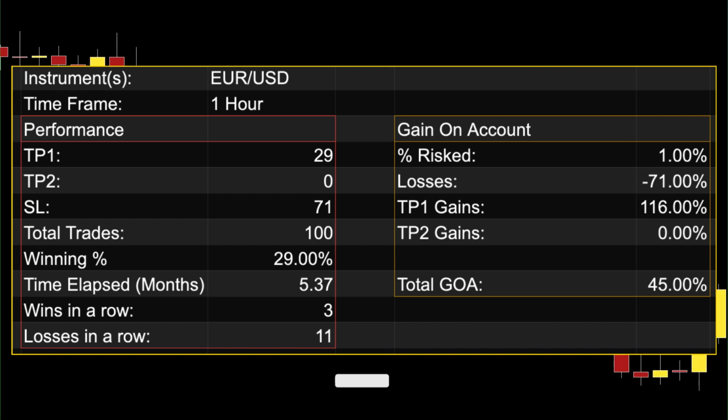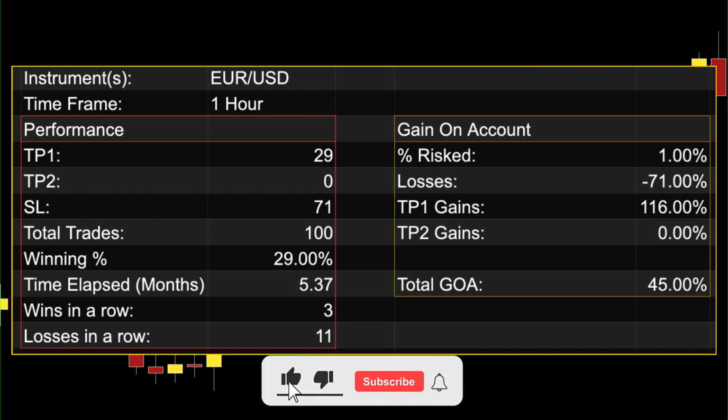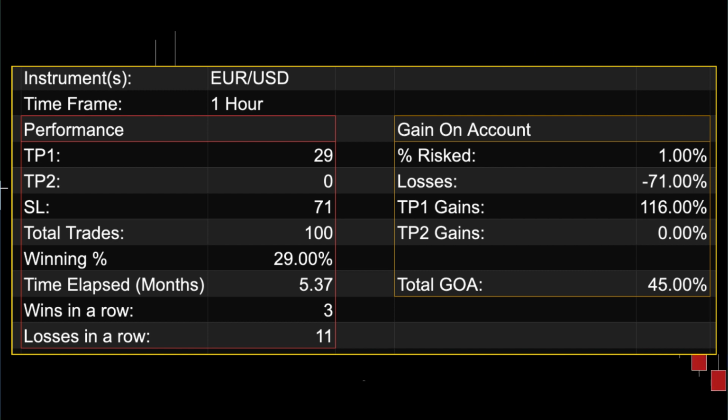This test was done on the Euro USD using the 1 hour time frame. There were 29 winners and 71 losers for a winning percentage of only 29%. It took 5 1/3 months to find those 100 trades. There were 3 winners in a row, and most losses in a row was 11. So this is where it's very interesting. We had a 29% winning percentage, but our gain on account in 5+ months was 45%. We almost halved our account in that time, which goes to show you that risk to reward is such an important part of trading. So let's review the equity curve.